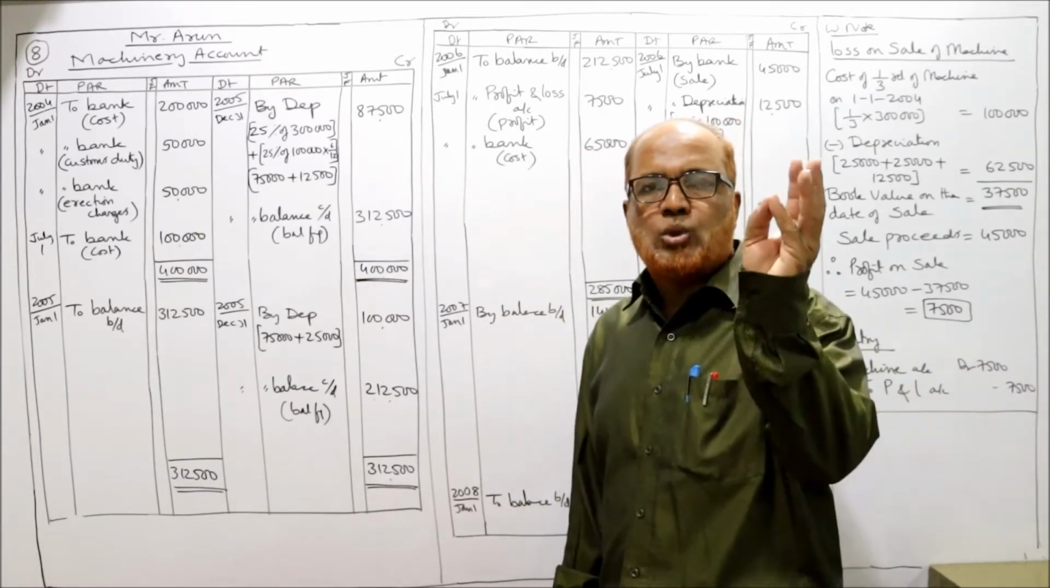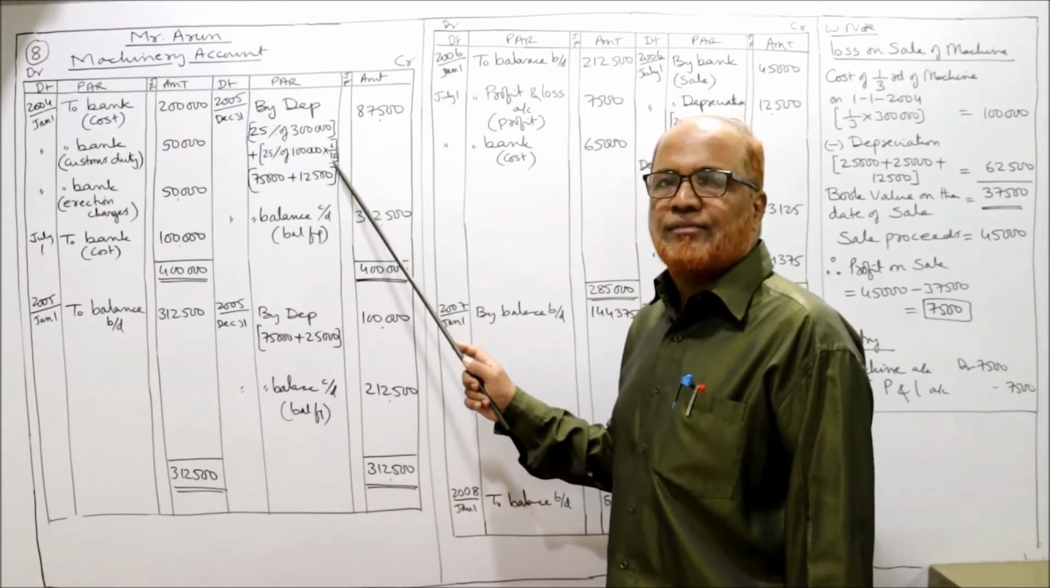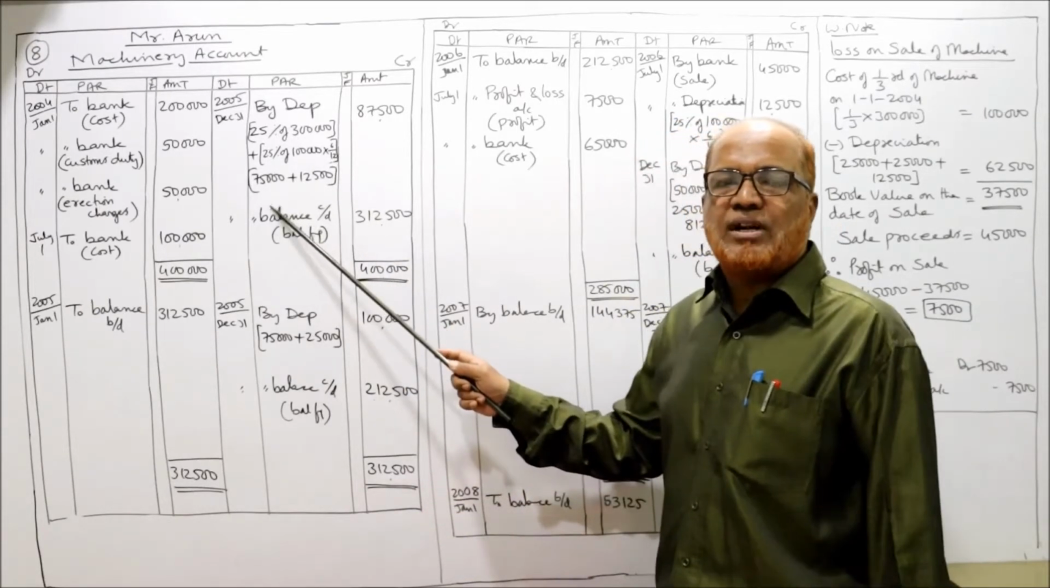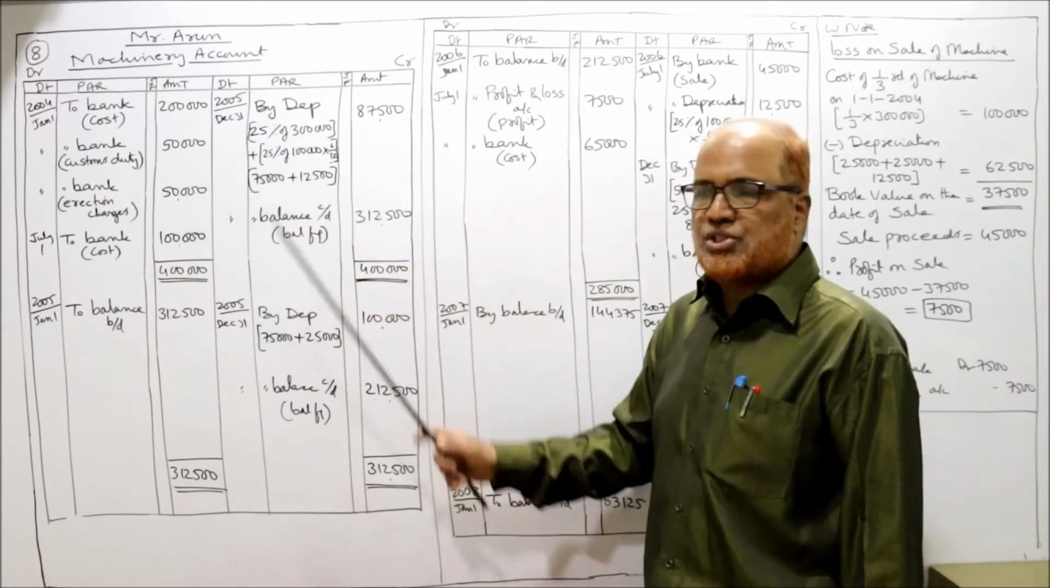So how many months? July, August, September, October, November, December. 6 months. 6 by 12. So total depreciation 75,000 plus 12,500, 87,500 is the total depreciation on both the machines.